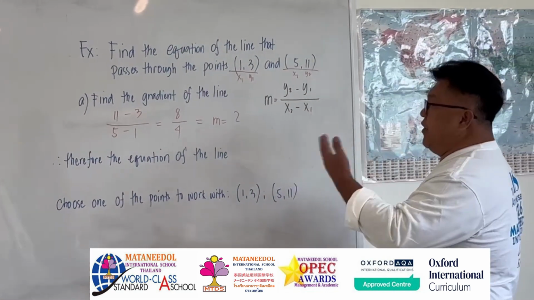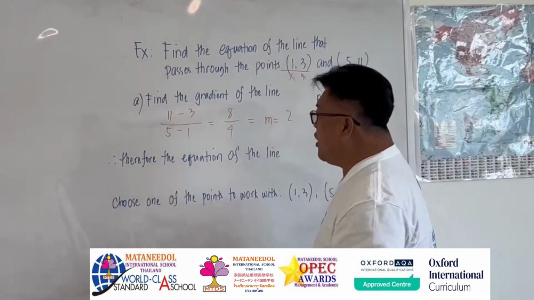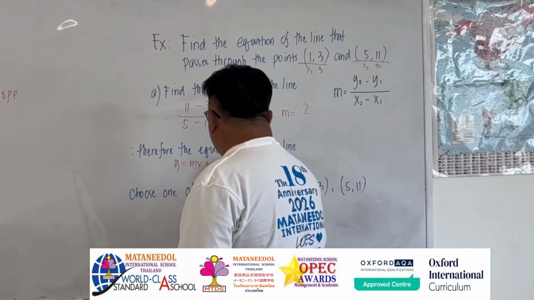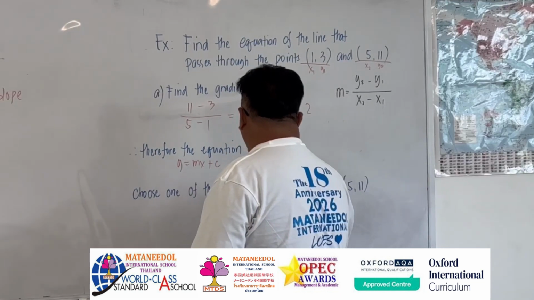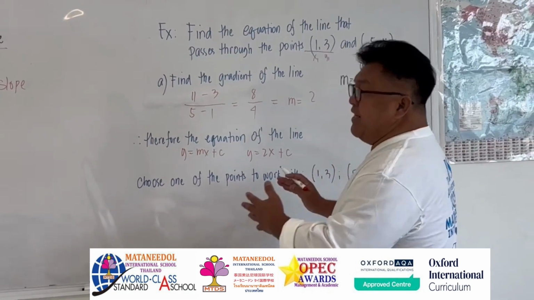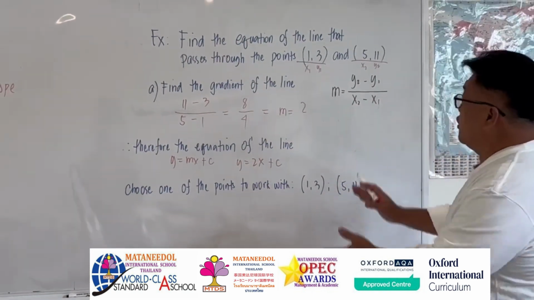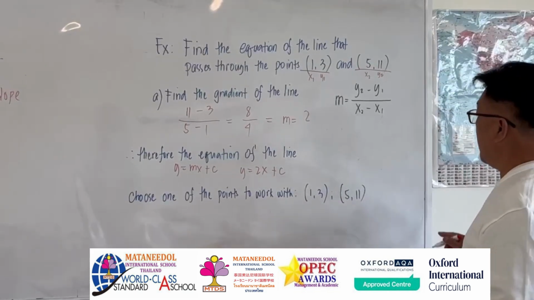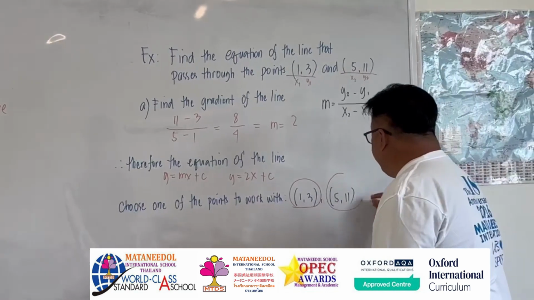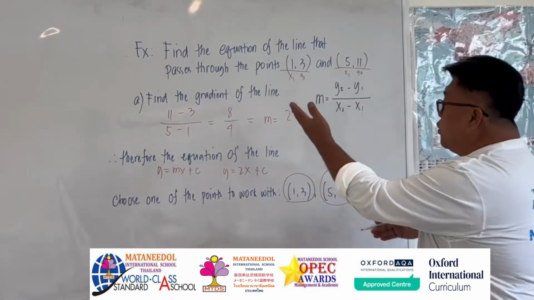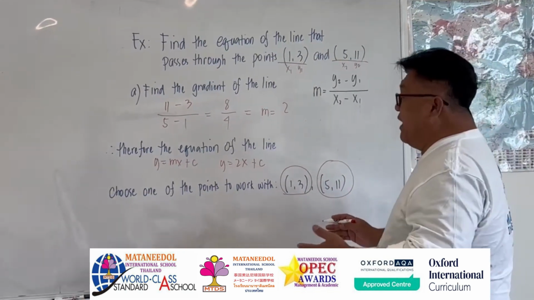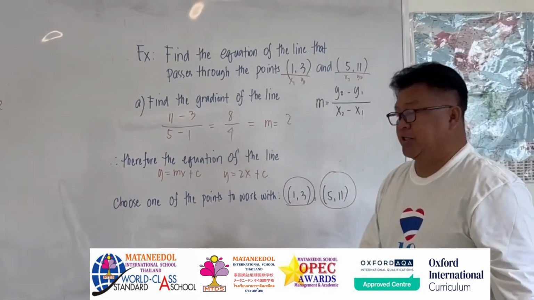Now we already found this. So if we put this into the equation y is equal to mx plus c, we arrive at y is equal to 2x plus c. But then it's not yet the end of our solution. We have to choose which of the given points, (1, 3) or (5, 11), to substitute into the equation that we found so that we can finally give our final answer.